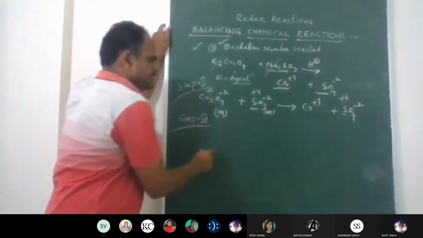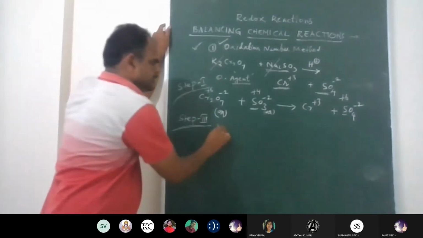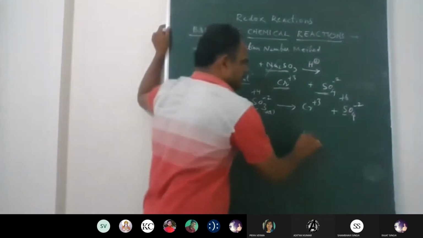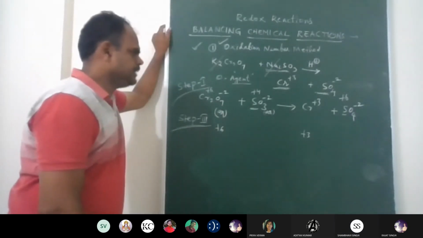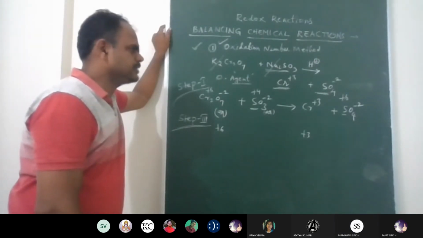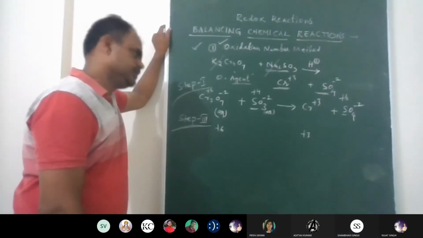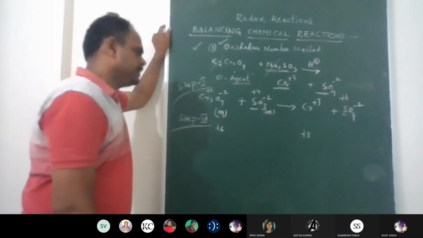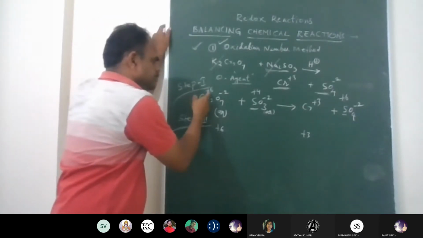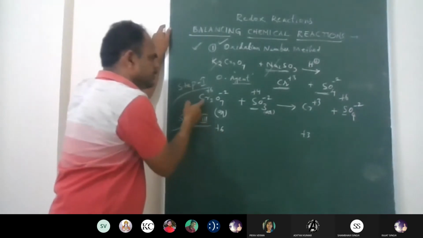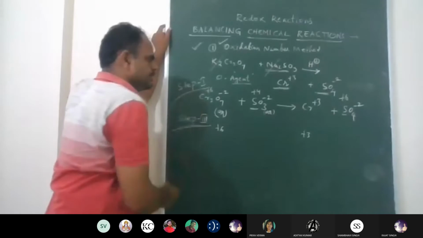Oxidizing agent is dichromate, reducing agent is sulfide, right? Now chromium oxidation state is changing from how much? Plus 6 to how much? Plus 3, no? So plus 6 to plus 3 means how many electrons difference? 3 electrons difference. That means here chromium is plus 3 charge and here chromium is plus 6. Here how many chromium atoms are present? 2 chromium atoms are present.